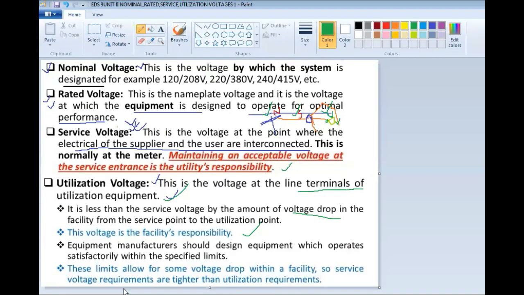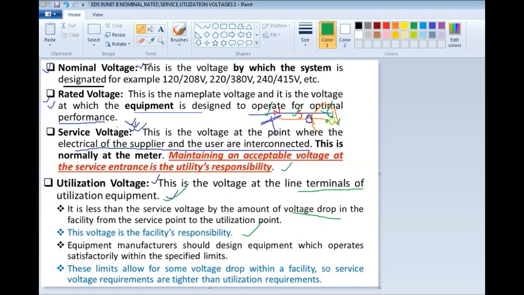So service voltage requirements are tighter than the utilization requirements. Actually these are very low, so you should maintain the service voltage very tightly. These are the important definitions with respect to these voltage drop calculations. So let us see once again, read out all of this.